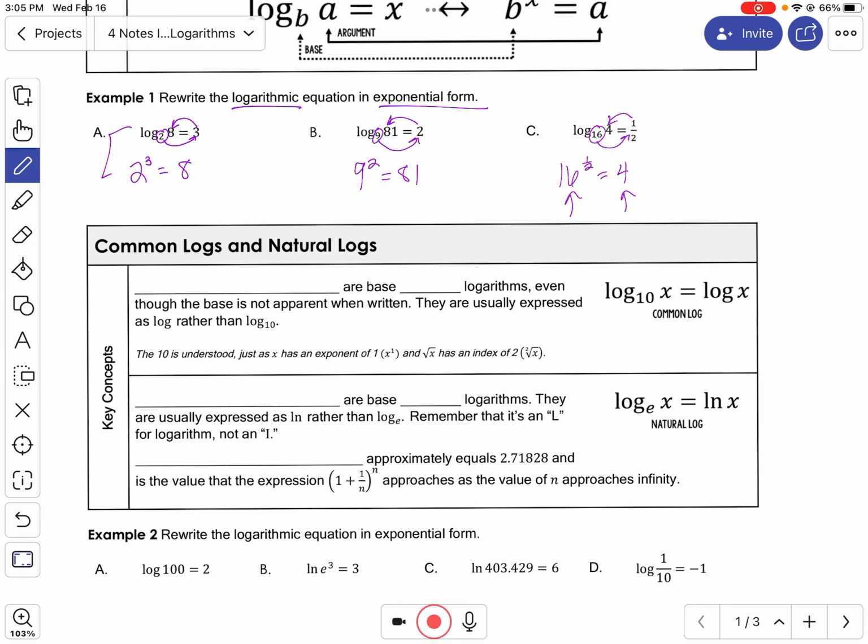Okay, so now there's some special logarithms that we're going to be seeing. There's one that's called a common log, which has a base of 10, and usually the log does not have the base there, so that's just an understood 10 for your base. Okay, so again, this is what it will look like. It won't actually have the little base there, so you're going to have to know that's a 10 there. That's called a common log.